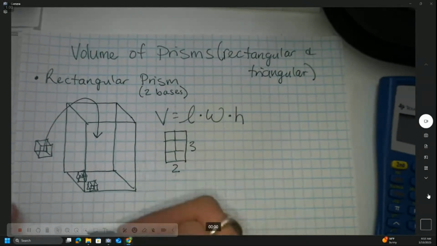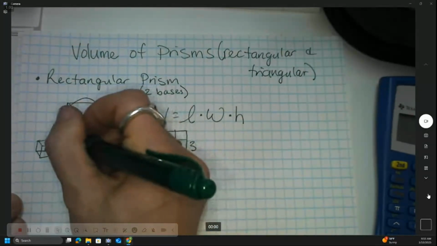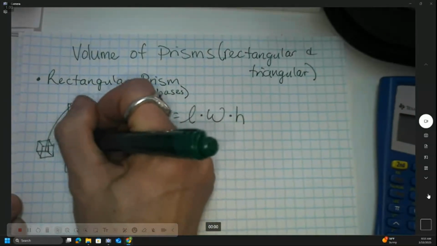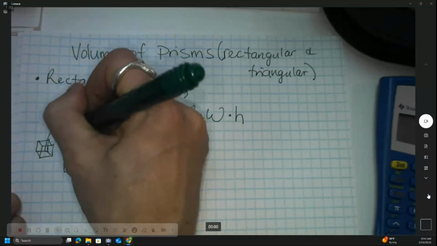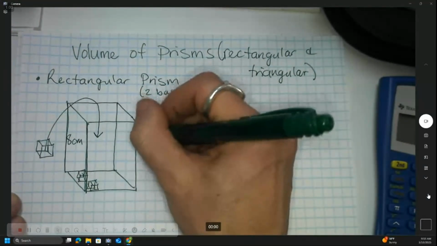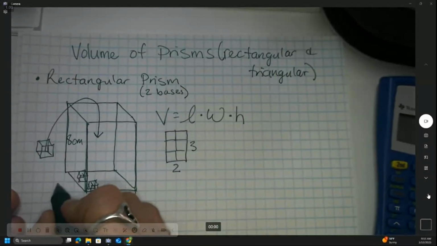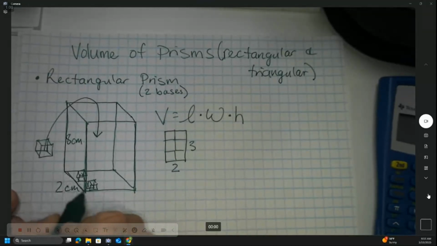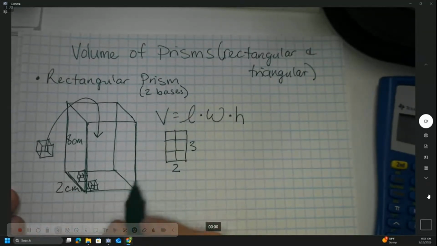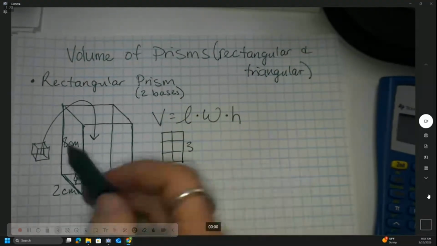So for example, let's say that the height of this rectangular prism is 8 centimeters. And if this side's 8, this side's also 8. So you got to be careful of your dimensions. The height is 8. So if the height is 8, let's say the width is 2 centimeters. Right here is the width, how wide it is. And the length right here, let's say 5 centimeters. So let's plug in what we have here.